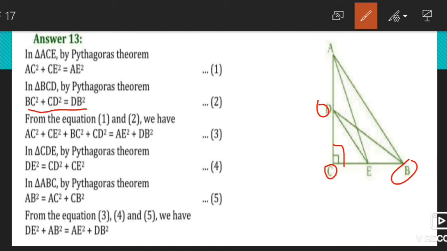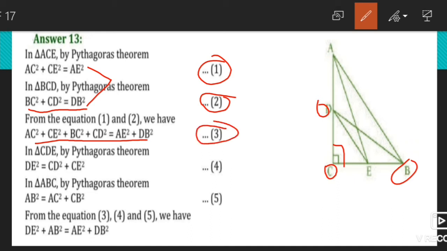Mark these as equation number 1 and equation number 2. Now if you add equation number 1 and equation number 2, you will get AE square plus BD square is equal to the sum of AC square plus CE square plus BC square plus CD square. Mark this as equation number 3.